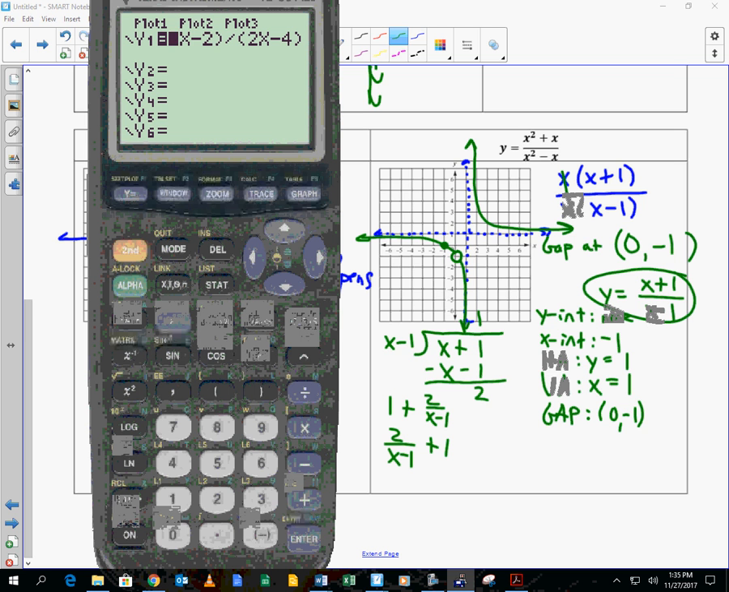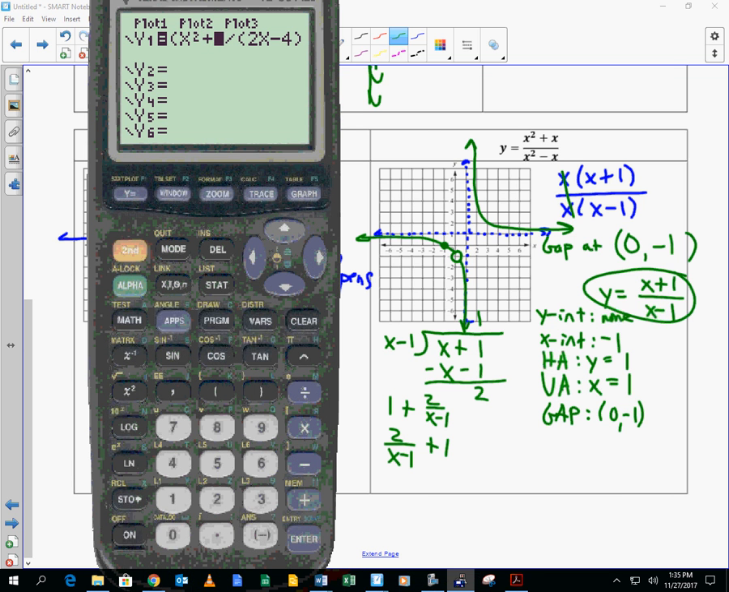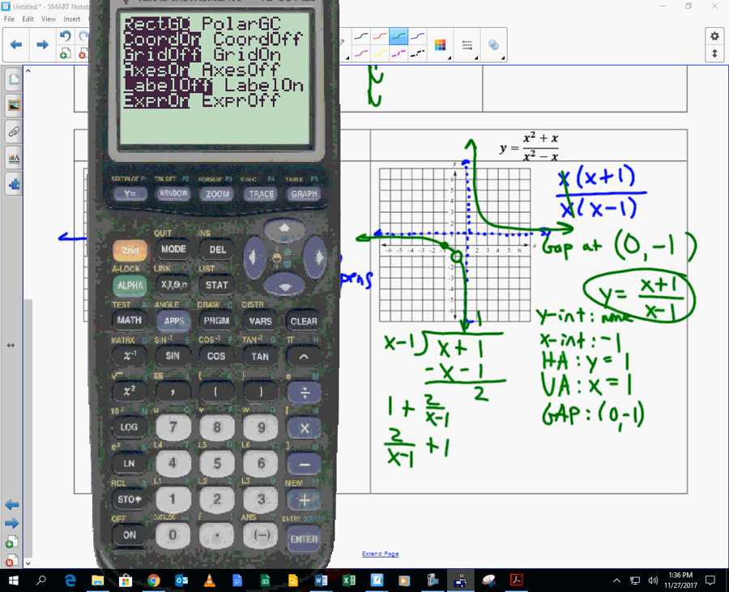I'm going to check this. I never get tired of this. I think it's so cool. And I press graph. Hey, I don't see the gap. Why not? Because it's on the axis. How do I get rid of the axis?